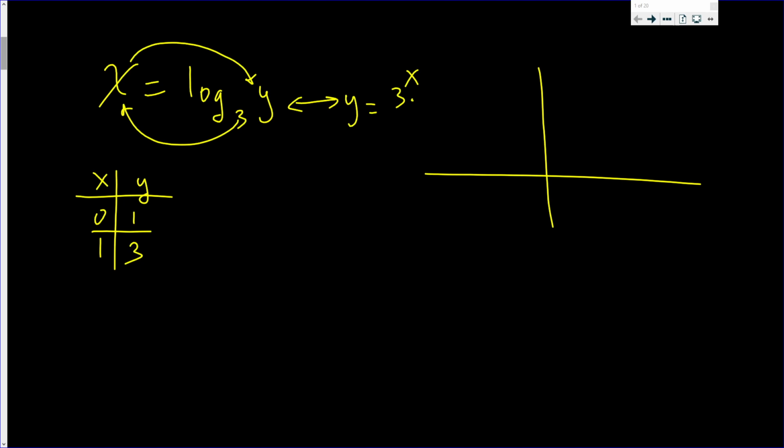Okay, so when x is 0, I go up 1. When x is 1, I go up 3. 1, 2, 3, y and x, and here is my graph. Done. Next problem.